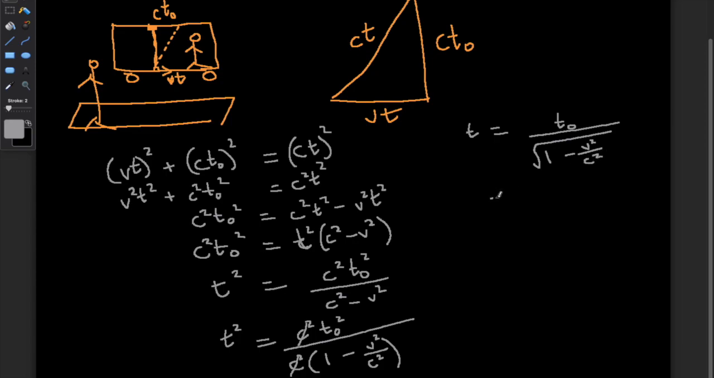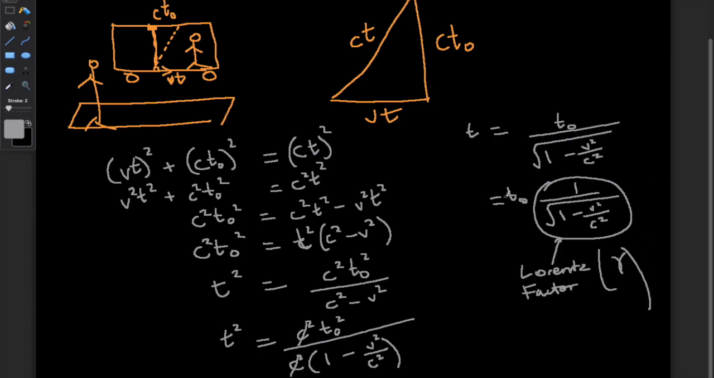Now you may sometimes see it written like t naught times 1 over the square root of 1 minus v squared over c squared, and that's because this term here is also called the Lorentz factor, or you may see it written as gamma.